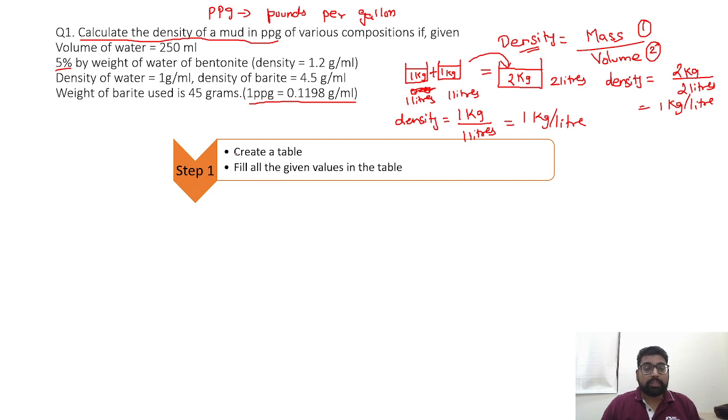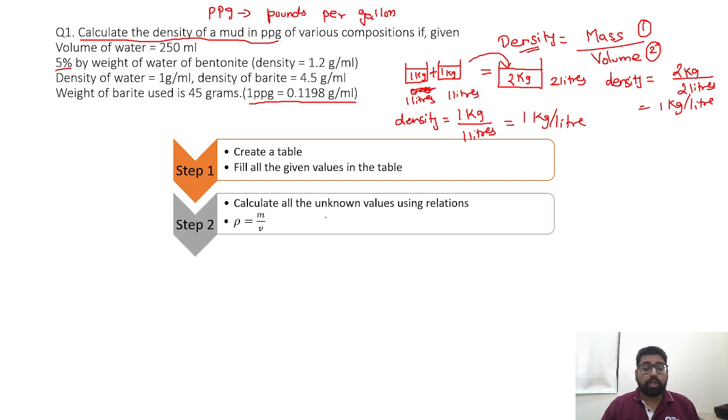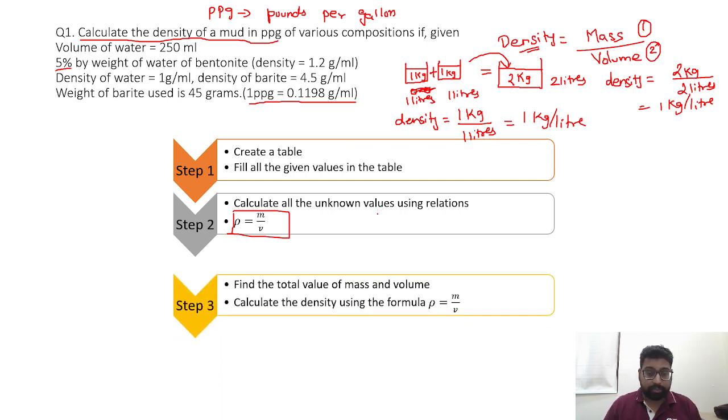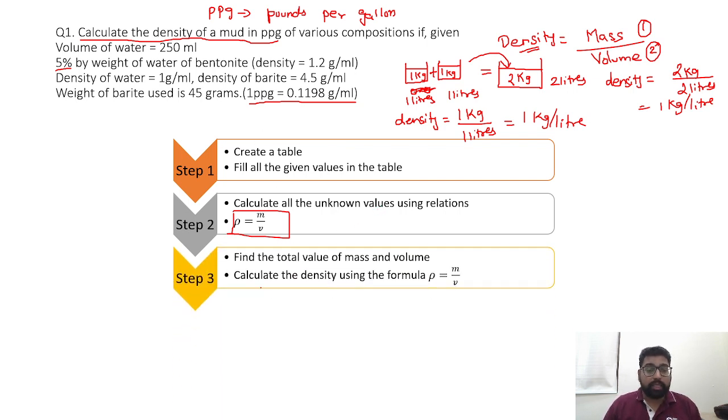Okay. So let's start. The first step will be to create a table and fill in all the given data values in the table. Whatever values we are given here, calculate all the unknown values. So here you can see for water, we have volume, but we do not have the mass. We can calculate it using the density. So we will use this formula, that is density is equal to mass upon volume, to calculate the unknown parameters. And once you calculate each and everything, you will total the mass and total the volume, and then you can get the density by the formula mass upon volume.